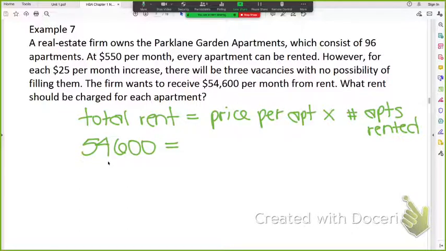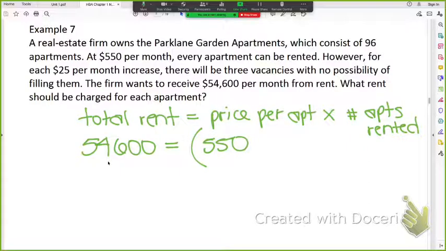The price per apartment, you immediately want to plug that in as that $550, right? But they are saying what rent should be charged. So if you charge $550, you can rent all 96. However, they don't quite get what they want for that. So the price per apartment is going to vary depending on what they decide. So how we are going to set up the price per apartment is a baseline of $550.